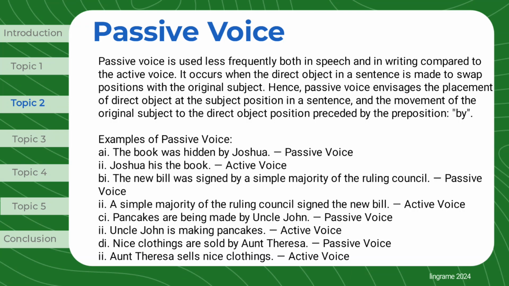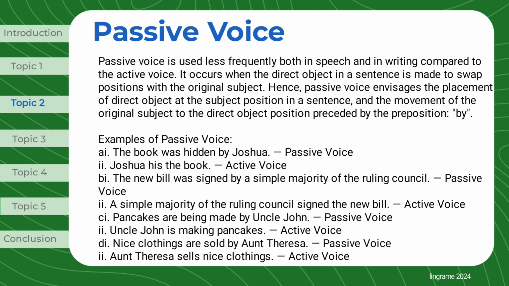Passive voice. Passive voice is used less frequently, both in speech and in writing, compared to the active voice. It occurs when the direct object in a sentence is made to swap positions with the original subject. Hence, passive voice envisages the placement of the direct object at the subject position in a sentence, and the movement of the original subject to the direct object position preceded by the preposition by.